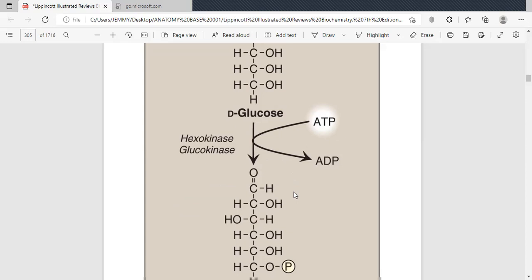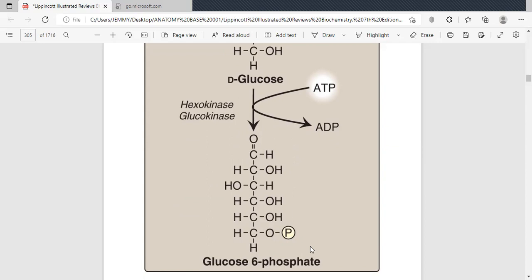After phosphorylating at carbon number 6, we get glucose 6-phosphate. Then that was the first reaction. You see, we have invested an ATP. So that is where we invest the first ATP. Now I will show you where we will invest the second.